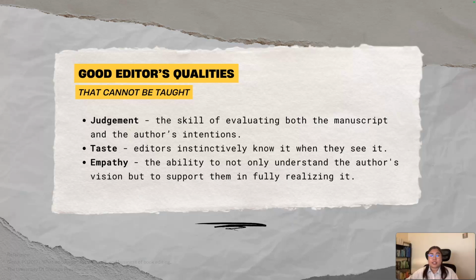Second is taste. It's subjective and hard to define, but editors instinctively know it when they see it, as it involves recognizing quality and style. And the third, which is perhaps the most important of the 3, is empathy. It's the editor's ability to not only understand the author's vision, but to support them in fully realizing it.